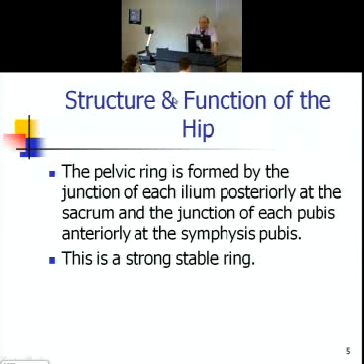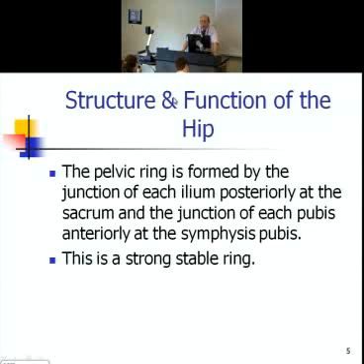The pelvic ring is basically formed by the ilium, and the junction of each pubis forms the symphysis pubis, which is actually considered a joint because there's a cartilaginous material between the two pubis bones. Basically, this is a strong and stable ring. Now, the one thing you should be aware of with a ring, any ring in the body, whether we're talking about the pelvis or in some ways the fibula and the tibia create a kind of ring.